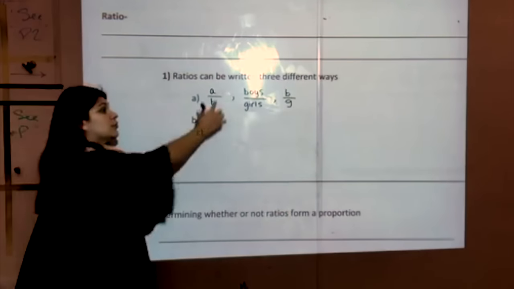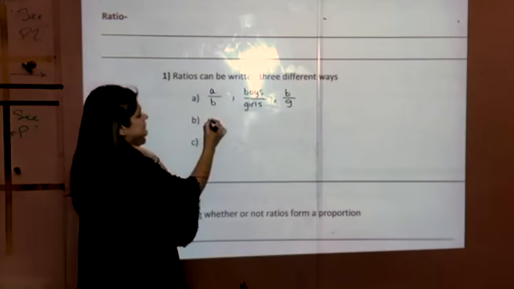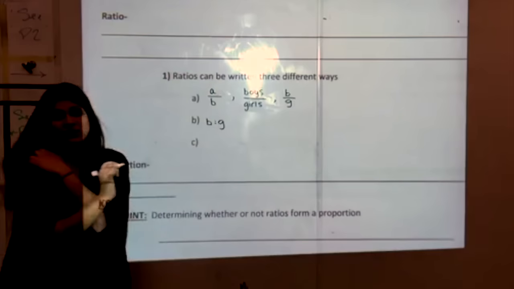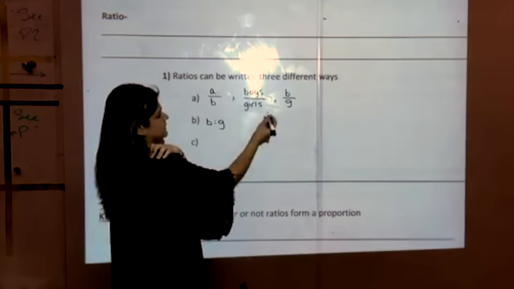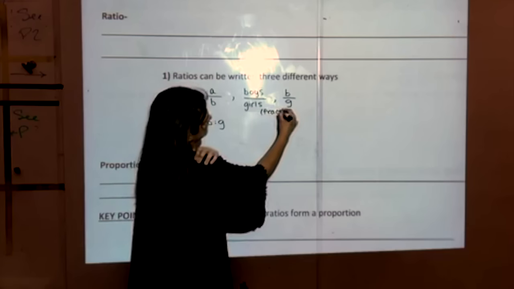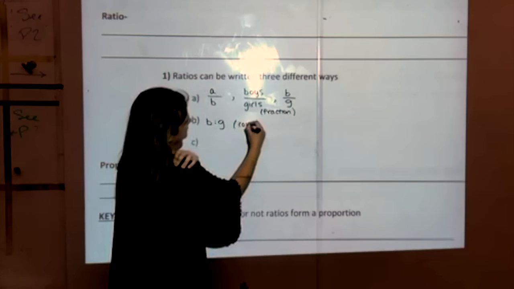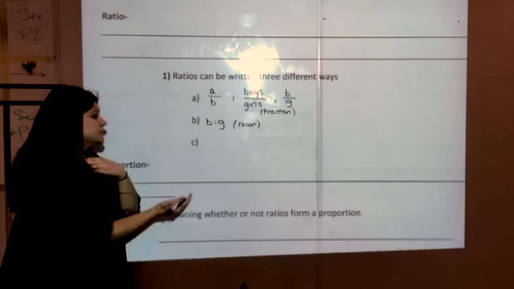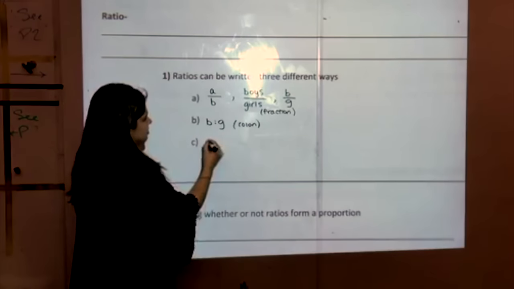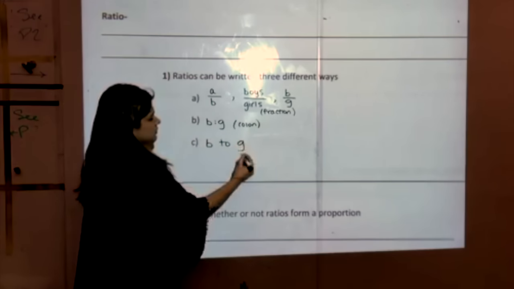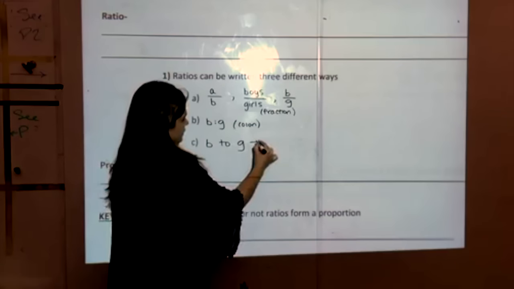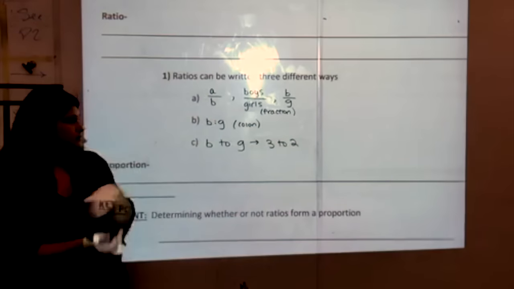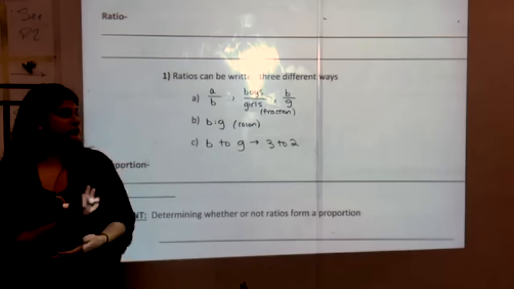Another way we can see boys versus girls, or boys over girls, is B colon G. So here we have a fraction, and here we can compare using a colon. Okay? Last way we can actually use the word to. So boys to girls, or 3 to 2, or something like that, right? The number of boys to the number of girls.